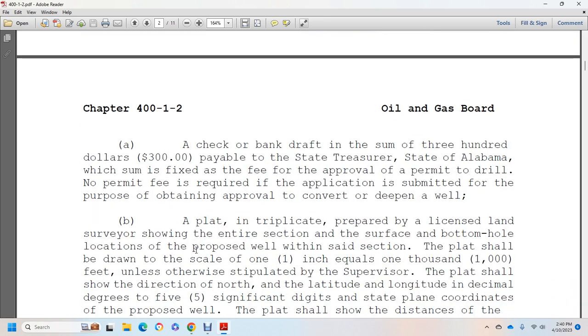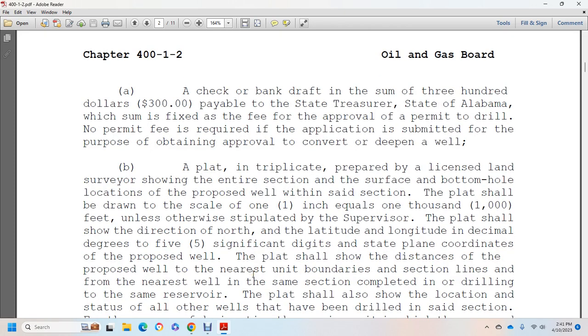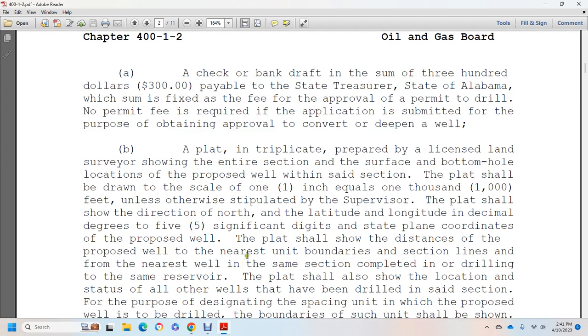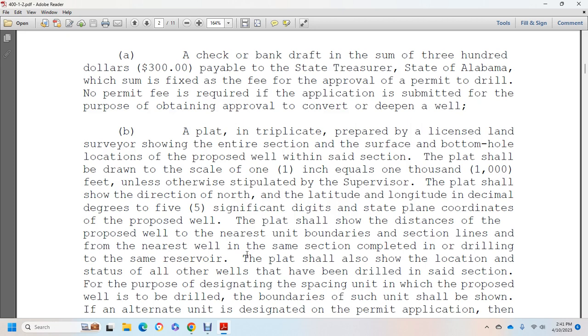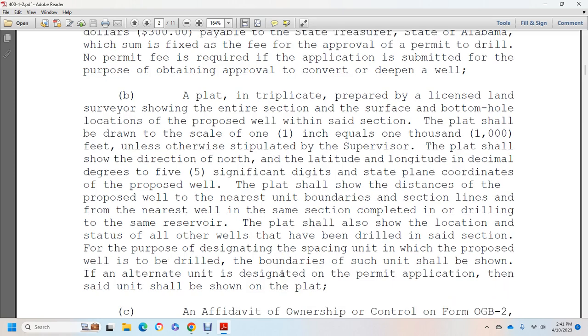B, a plat in triplicate, prepared by a licensed land surveyor, showing the entire surface of the bottom hole location of the proposed well within said section. The plat shall be drawn to a scale of one inch equals 1,000 feet unless otherwise stipulated by the supervisor. The plat shall show the north direction and the latitude and longitude in decimal degrees, and the five-digit state plane coordinates of the proposed well. The plat shall show the distance of the proposed well to the nearest unit boundary or section line and to the nearest well in the same section. The plat shall also show the location of all other wells drilled in said section, for the purpose of designating the spacing unit in which the proposed well is to be drilled, and the boundaries of such unit shall be shown. An alternate unit for the designated permit application shall be shown on the plat.